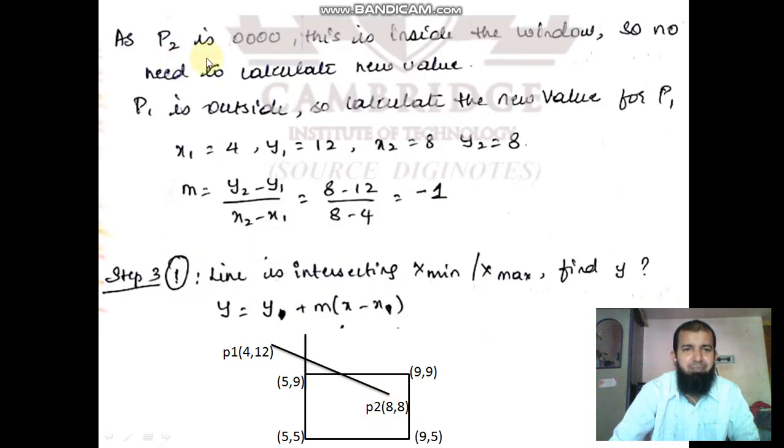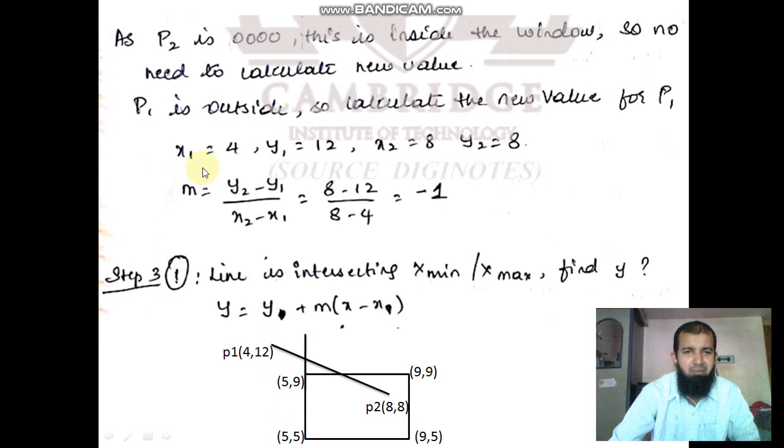Next, as P2 is 0000, it is inside the window, so there is no need to calculate a new value. P1 is outside, so you have to calculate the new value for P1.